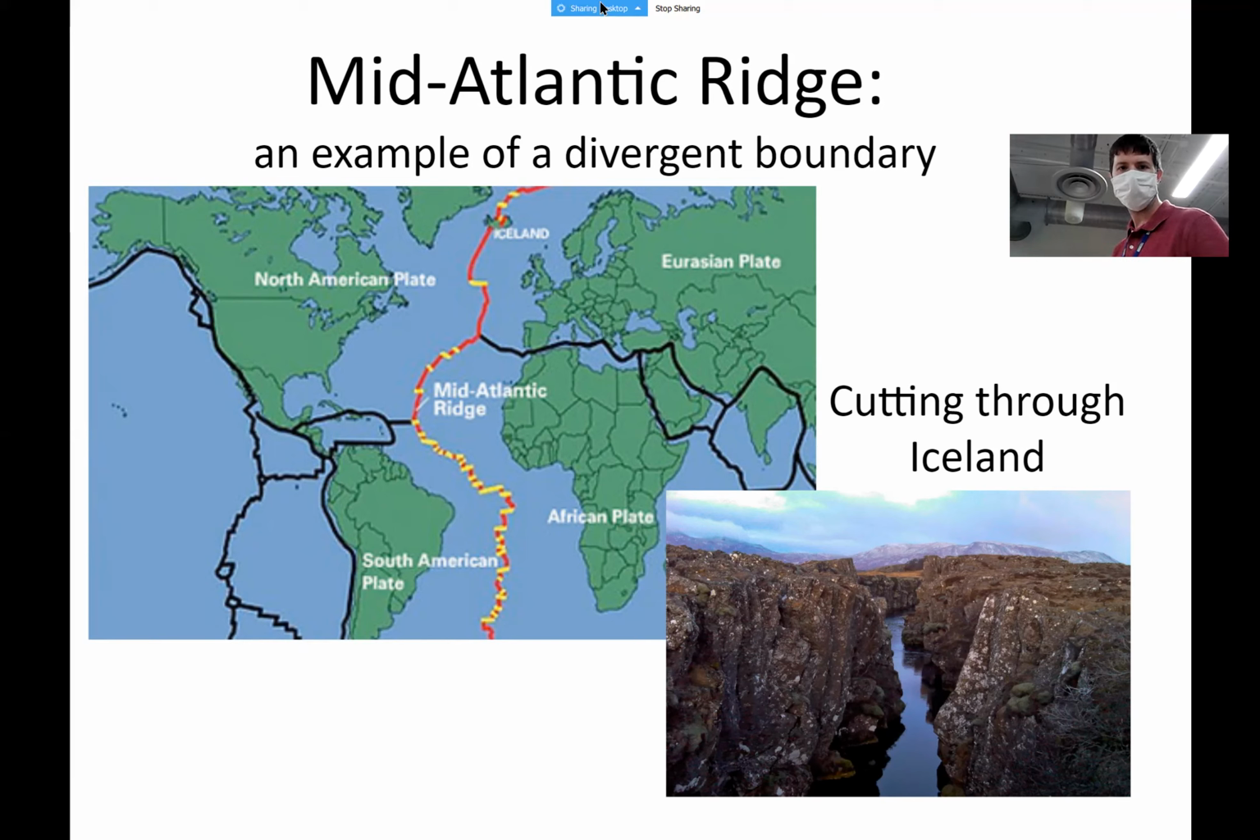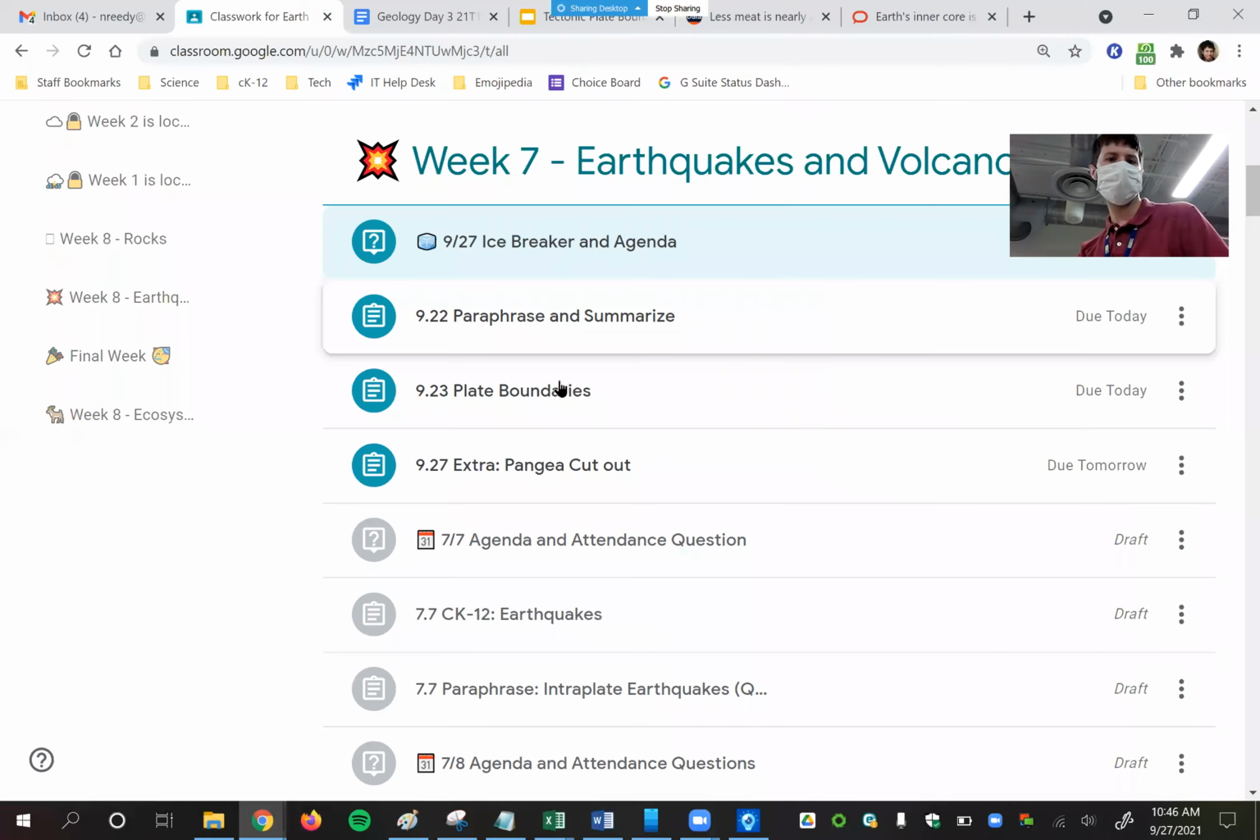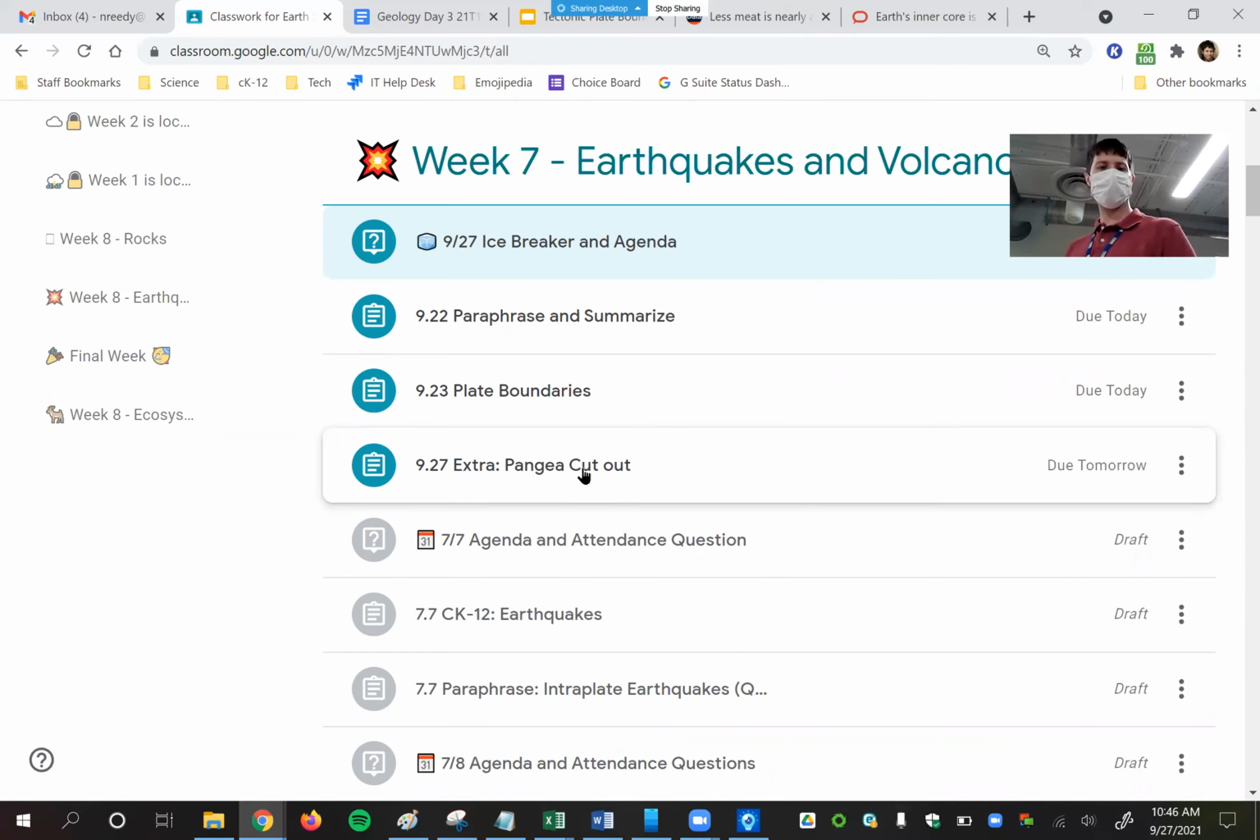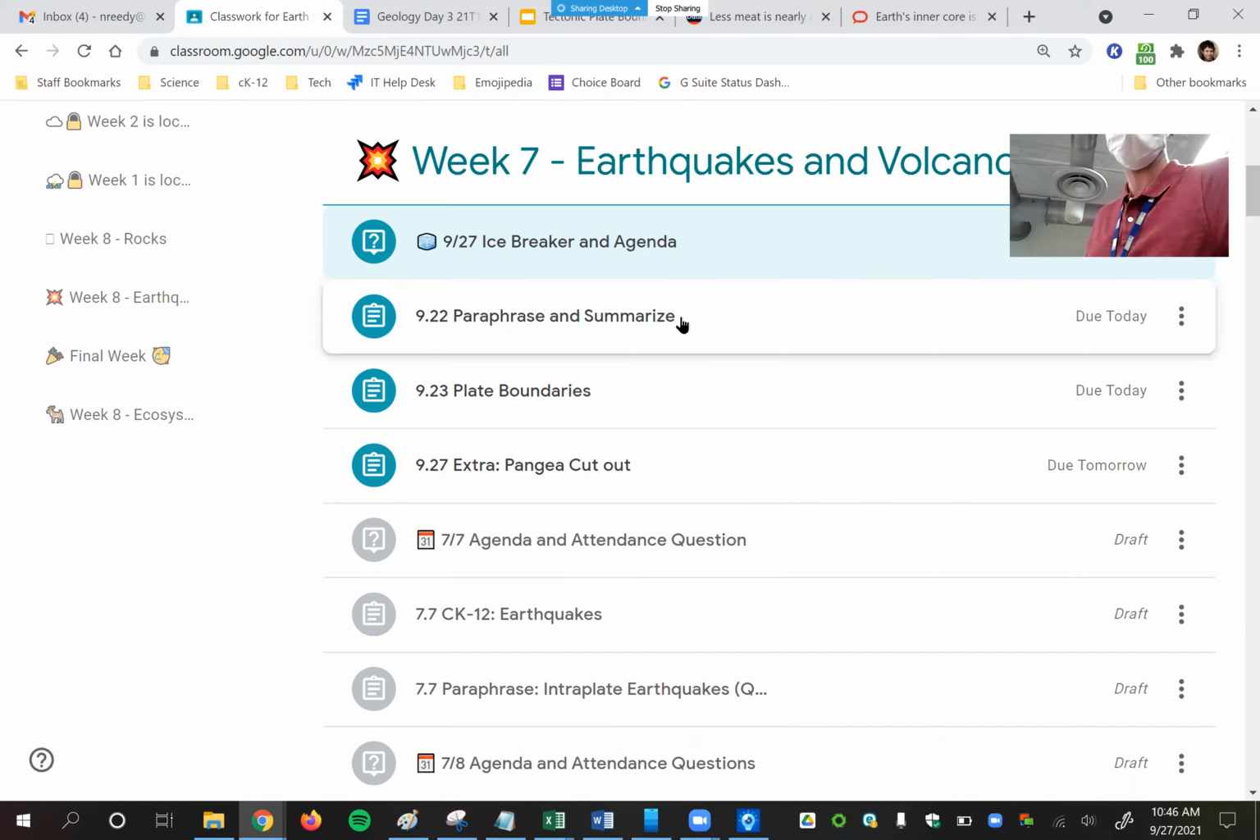So let me go back and I'll show you your assignments for today. Again, the paraphrase and plate boundaries, those are just two assignments from last week. If you didn't get to finish, today's your chance to do that. This Pangea cutout, if you don't get to it, that's okay. But if you don't have anything else to do, please work on it. I'm going to put a hard copy of the paraphrase and Pangea cutout in the center here in case you want those papers. So I'll let you start working. If you have any questions, let me know.